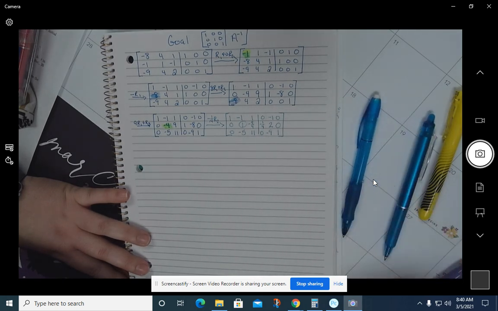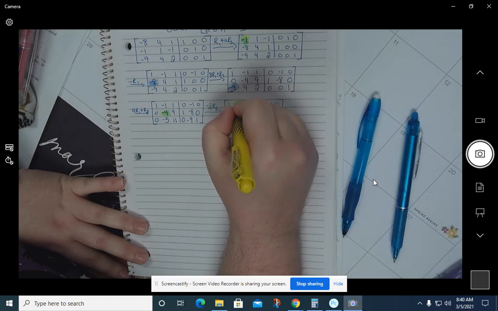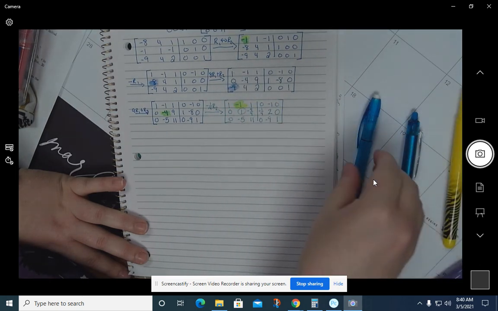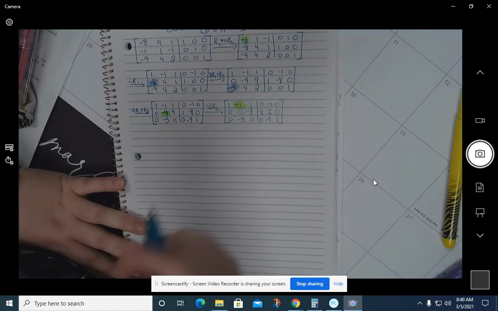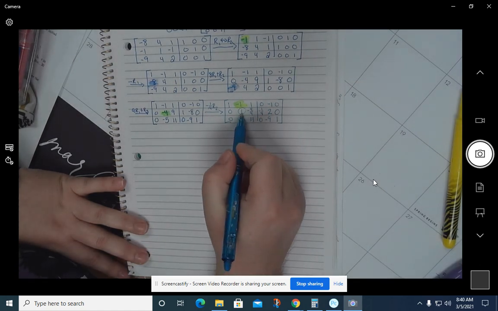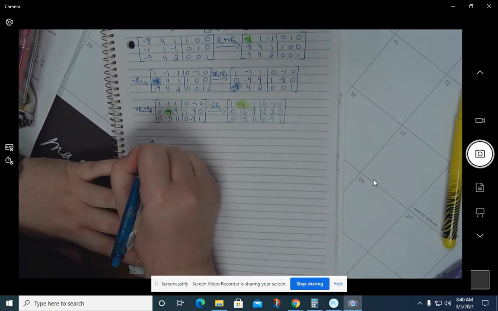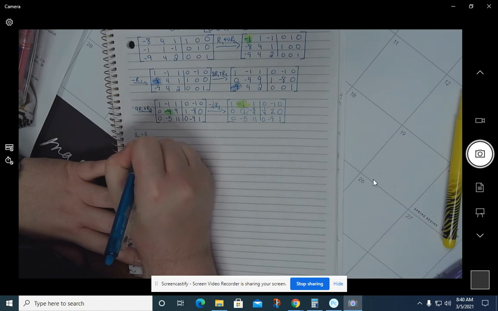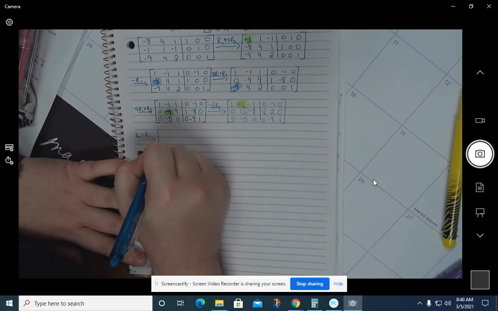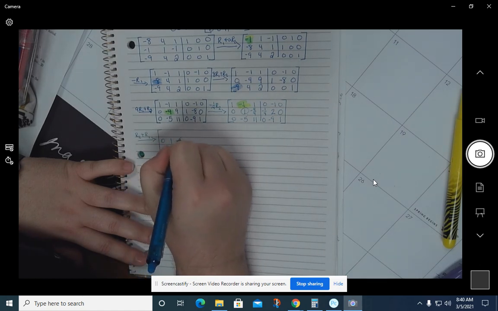The next step is to make this negative 1 a 0. Since I have a positive 1 here and a negative 1 here, I can just add these two rows. So I'm going to take row 2 and add row 1. Row 2 stays the same.